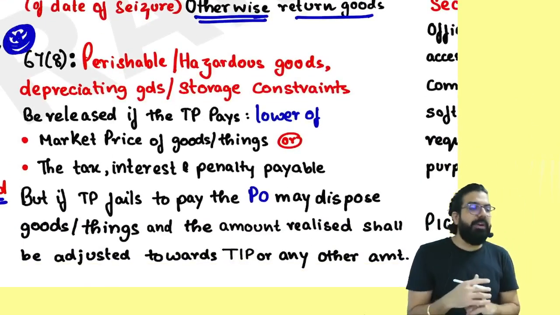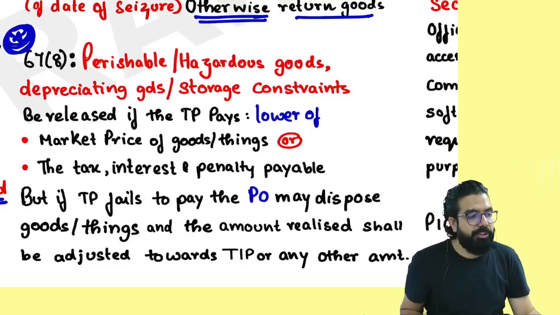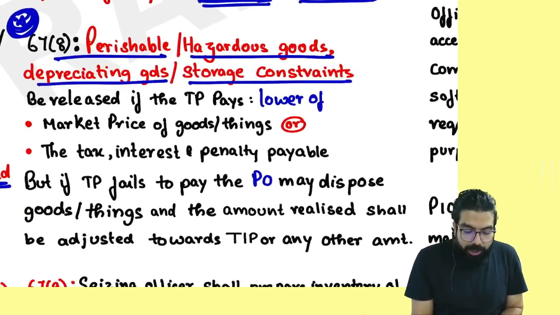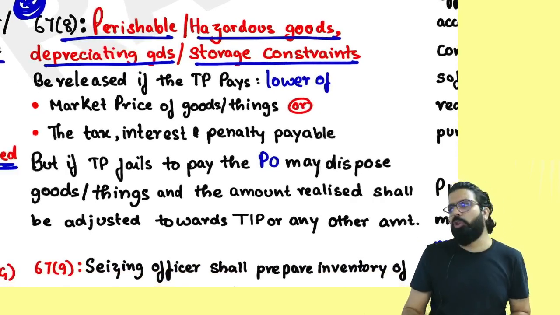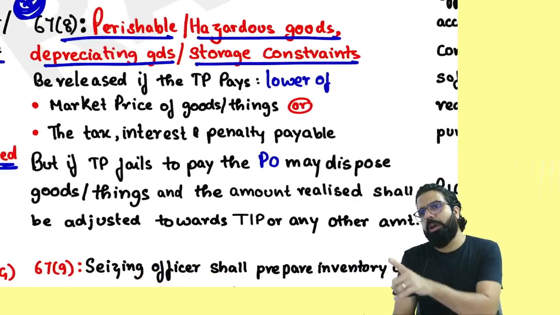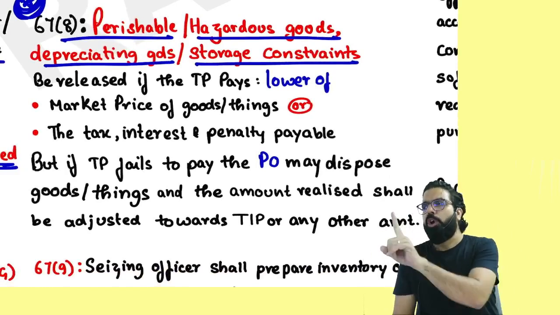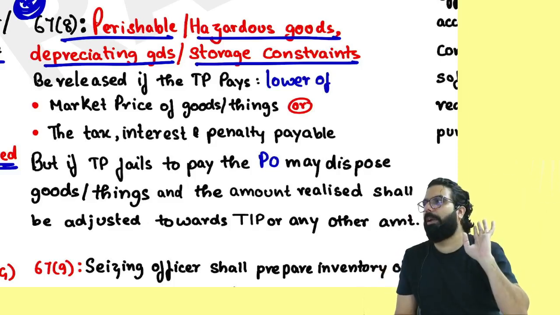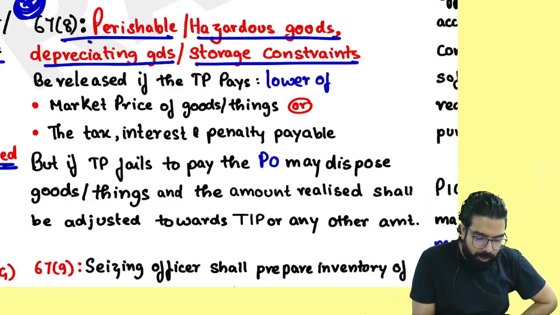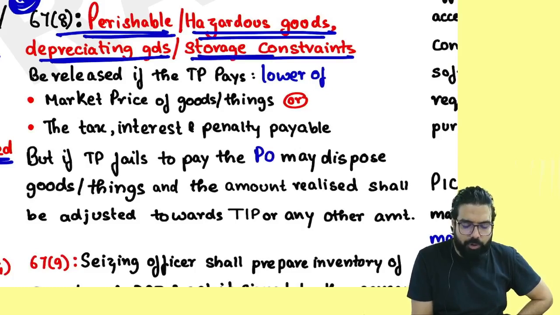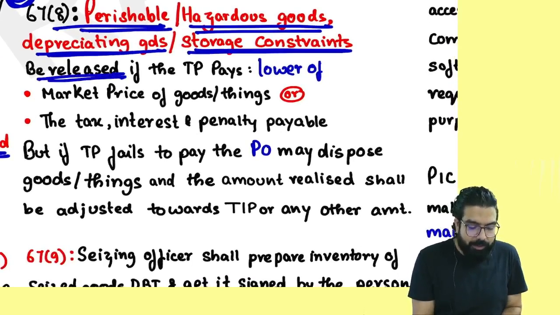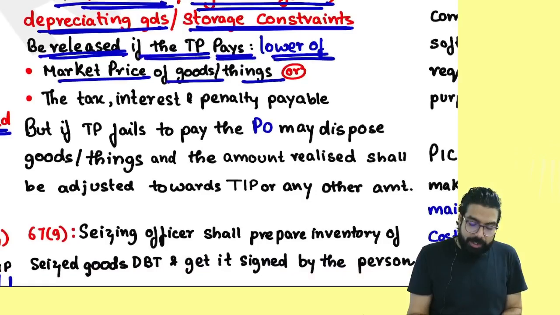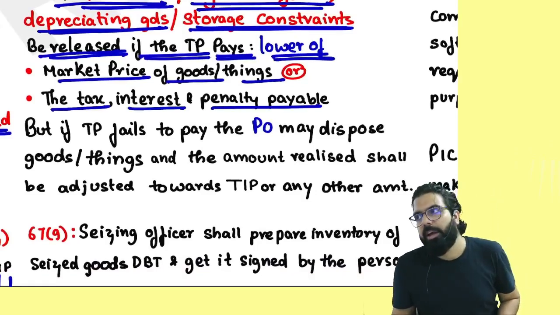This point is good, everyone, that whenever they seize your goods and go, always remember, if there are perishable goods, hazardous goods, depreciating goods, or a storage constraint, then they can tell you, sir, we don't have so much space to keep. If you want, I will give you the goods. You pay me the market price of the goods or the tax, interest, penalty, whichever is higher, and I will release the goods. If you don't want to buy, I will sell in the open market. Everyone here, for perishable goods, hazardous goods, depreciating goods, or if there is a storage constraint, they will release if the taxable person pays what? The lower of the market price of the goods or things, or the tax, interest and penalty, whichever is higher.